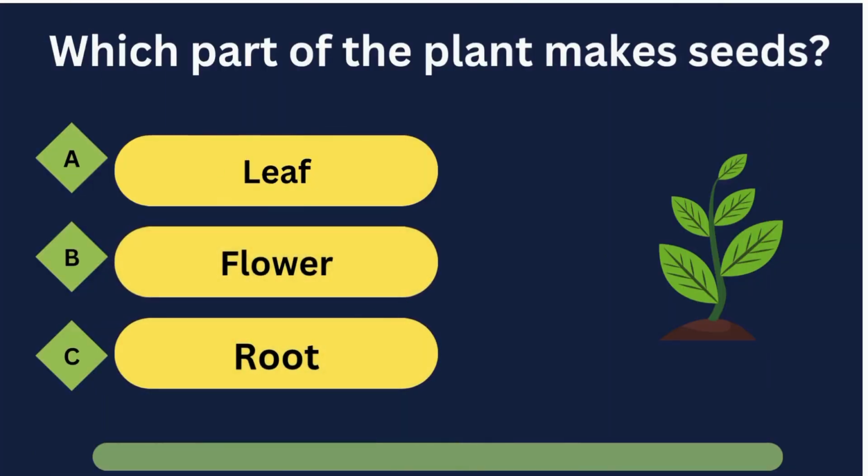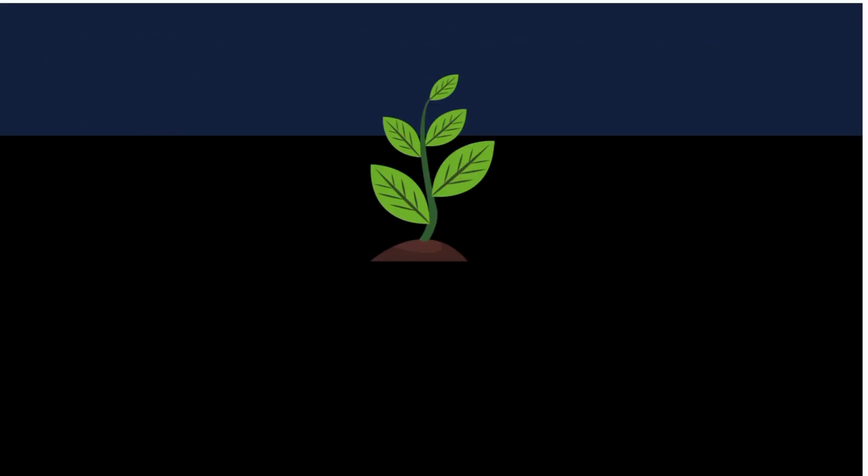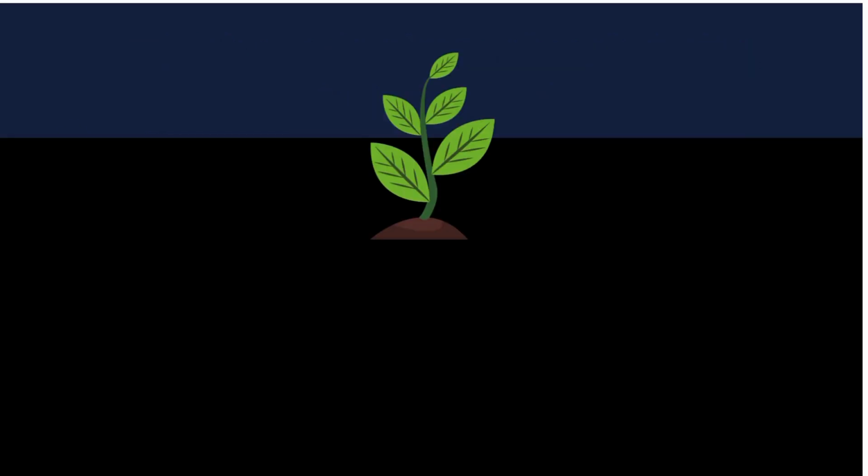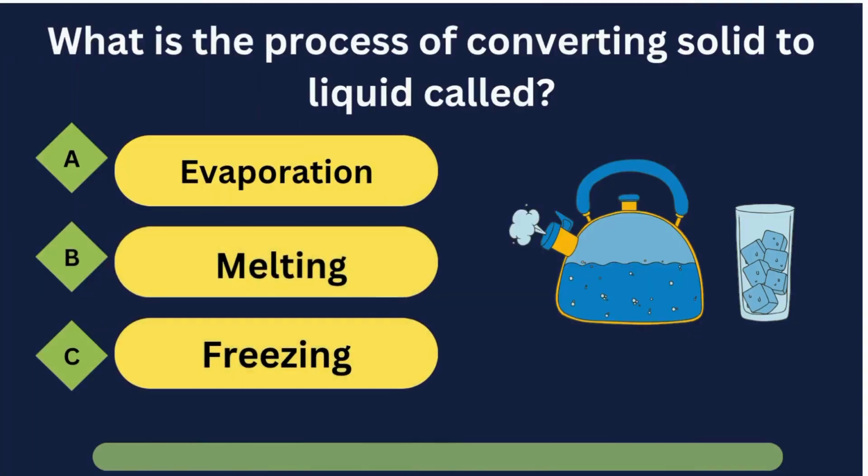Which part of the plant makes seeds? What simple machine is a seesaw an example of? Root, pulley, lever, wheel. Which gas do plants absorb during photosynthesis? Which planet has the most gravity? Carbon dioxide, Jupiter, nitrogen, Mars. Which part of the eye controls how much light enters? Retina, cornea, pupil.